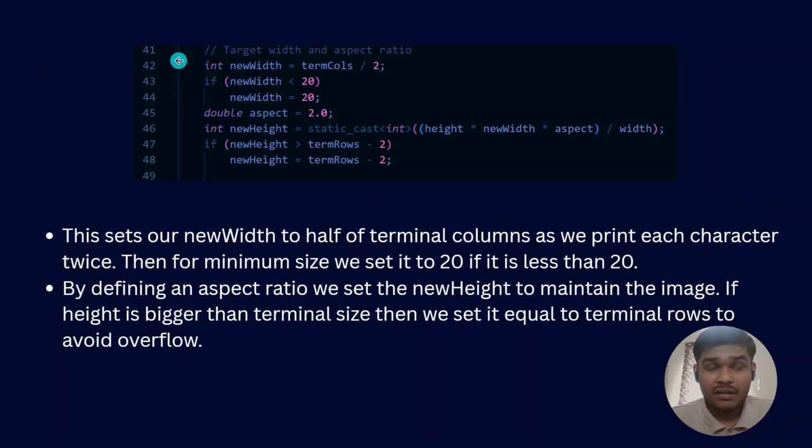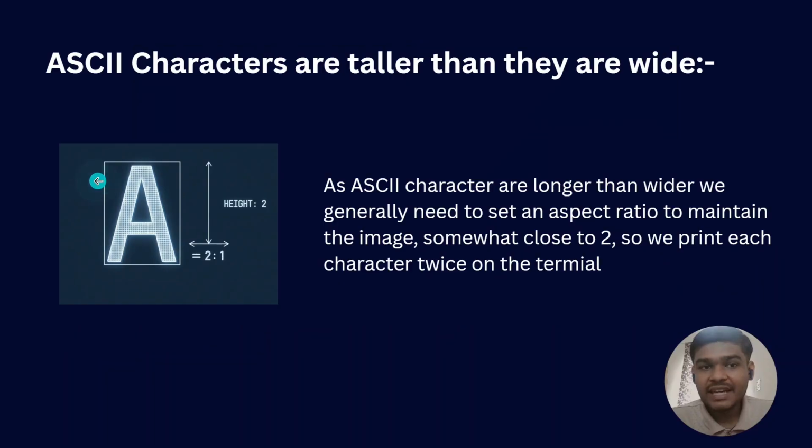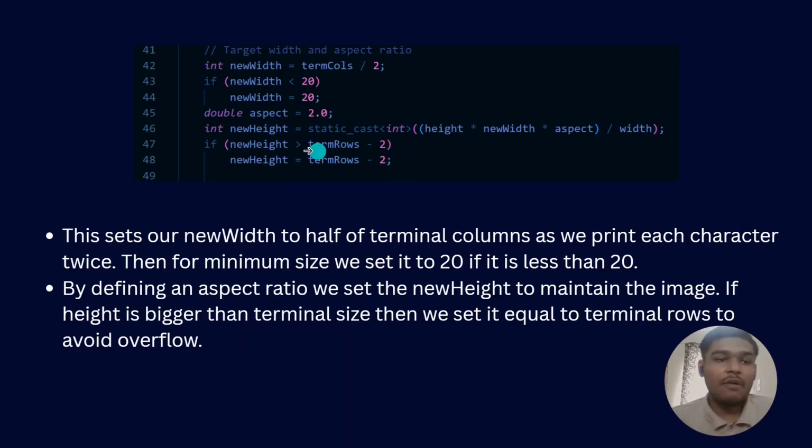Now see, what this code does is our next target is to get the target width and aspect ratio. Here, as we have seen before, we have set the aspect ratio to 2 because of the ASCII characters' paradox of the height and width. So now our next target.